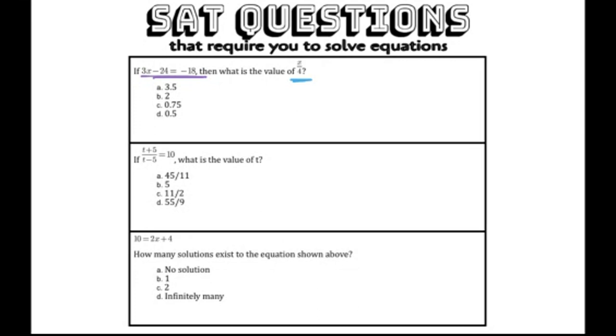I want to find that answer because basically what it's saying is the first thing is true. So 3x minus 24 does equal negative 18. If that's true, then we can use that information to find the second value. So the first one says 3x minus 24 equals negative 18. So if this is true, we can solve this equation.